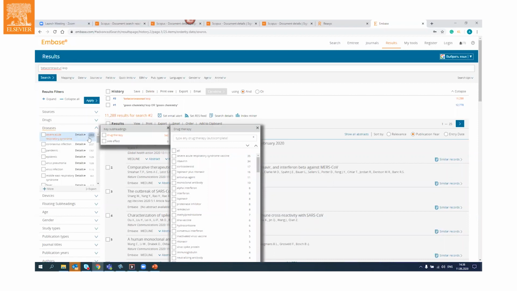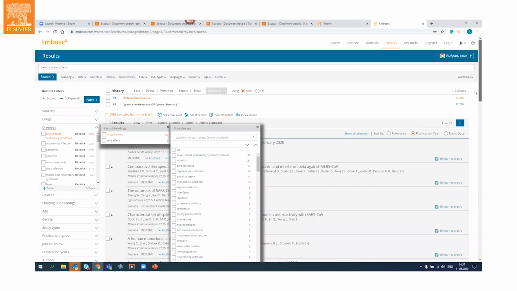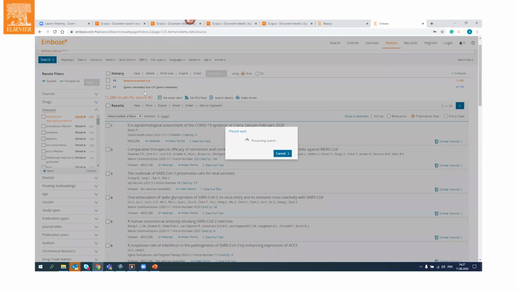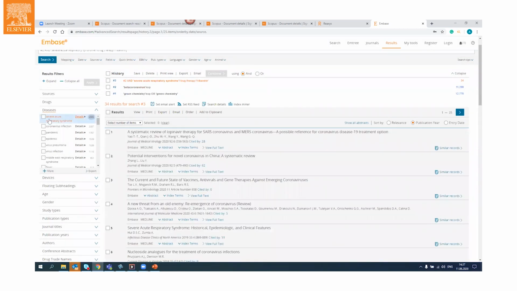For example, for acute respiratory syndrome, you need to click details, click drug therapy, deselect all, and you will see all the drugs which are explained there. Let's imagine that we like ribavirin. We just need to click it, click apply, and we immediately see the articles which explain how ribavirin was used against this disease. And you see the first article is a systematic review.